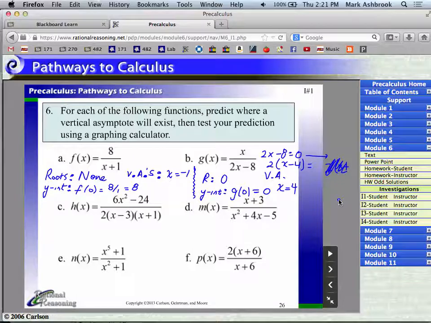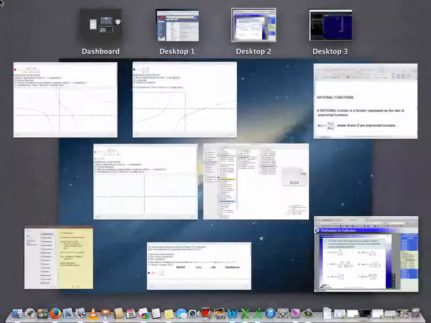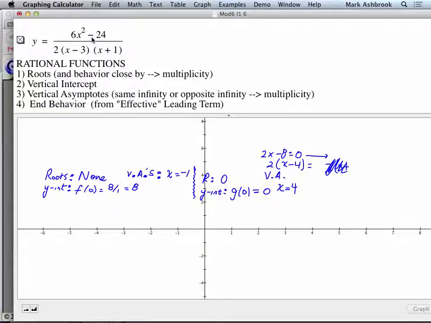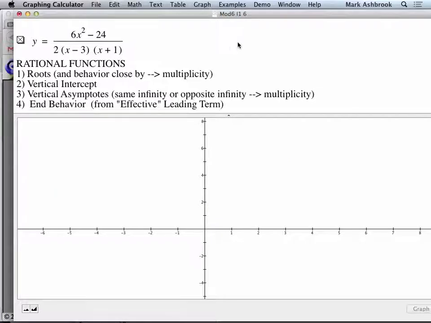All right, so I've got C on a different page here. We'll do C. Okay, so here's C. So the roots. What are the roots of C?